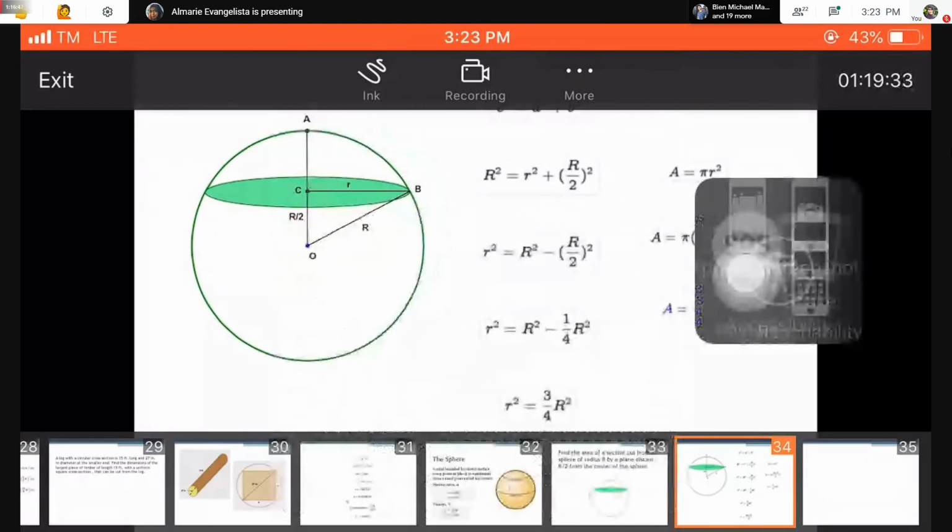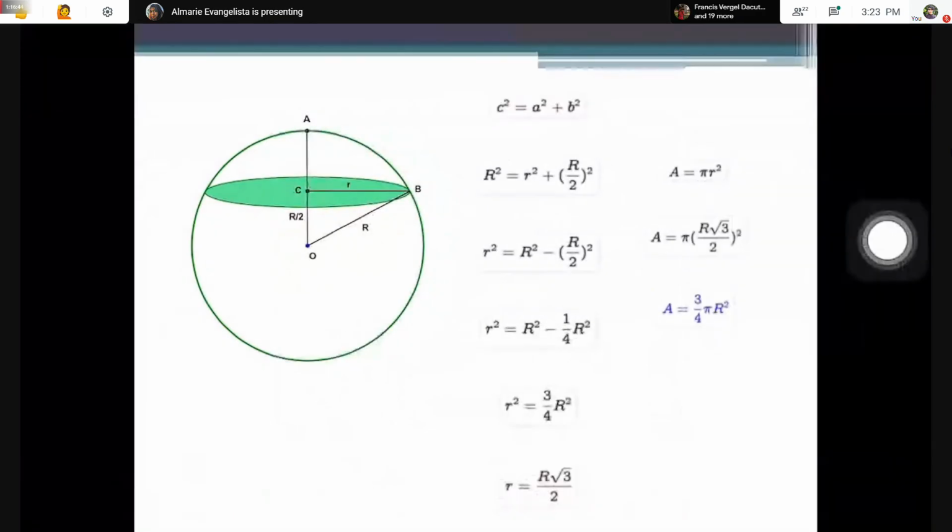Yung solid mensuration kasi hindi namin siya masyadong nagamit last year. Pero alam ko, gagamitin siya sa Calculus 2. So, familiarize nyo lang yung sarili nyo sa mga basic formulas ng mga plane, ng mga 3D shapes. So, alam ko kasama siya sa Calculus 2.